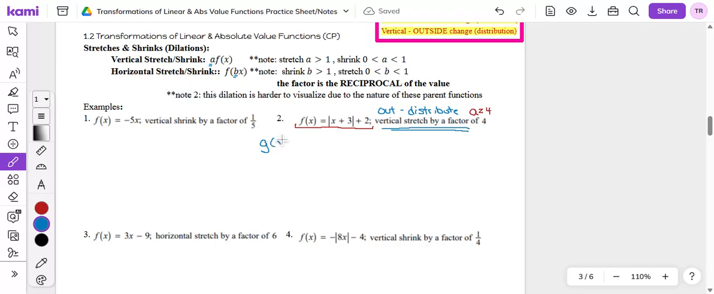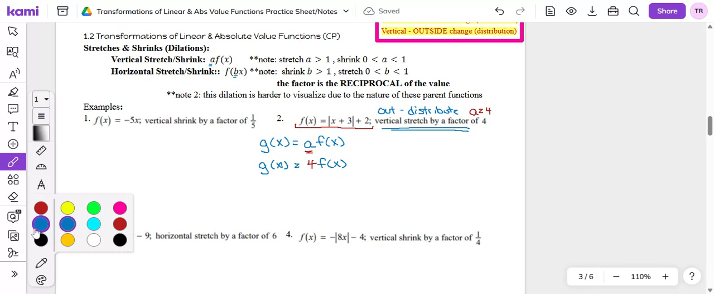So g of x is going to equal a times f of x for my vertical shrinks or stretches. I see that up here. Again, I know an a value. A is 4. So my whole thought process leads me to knowing that I have to take the 4 and multiply it to the original function. So it's 4 being distributed to that original function. Again, this is the original. There is no substitution here. It is just 4 on the outside times the original function.